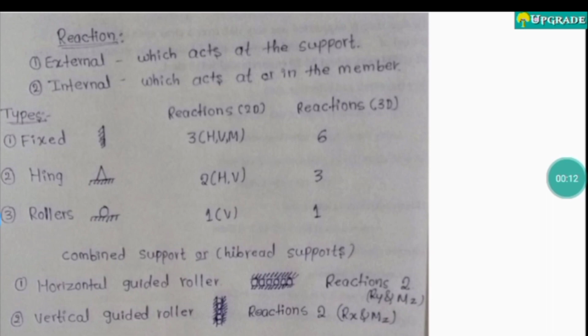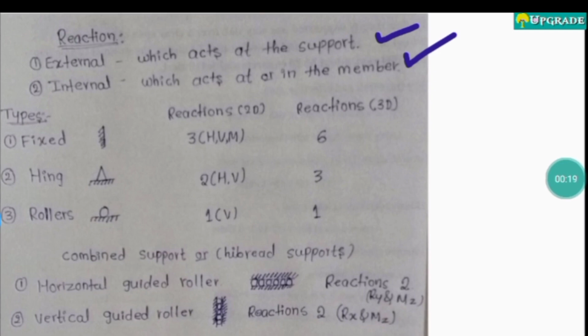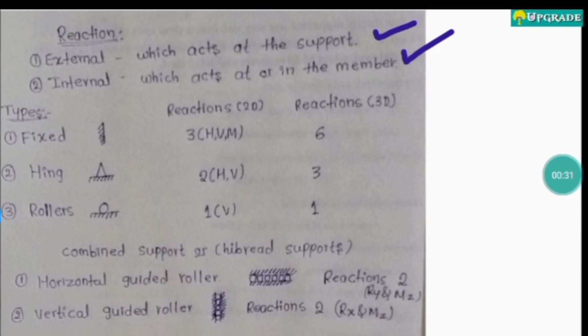Now reactions. Basically we have two types of reactions: external reactions and internal reactions. External reactions act at the support, which may be a fixed support, hinge support, or any kind of support. Internal reactions arise in the member only. Now we see some types of supports.